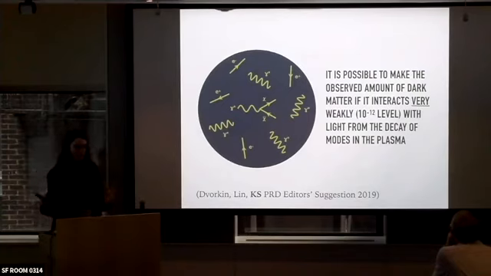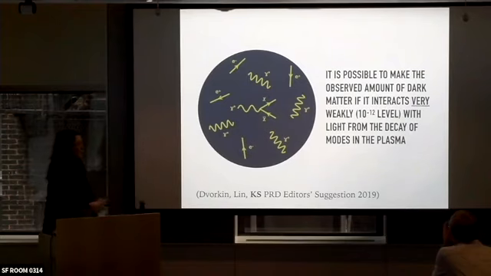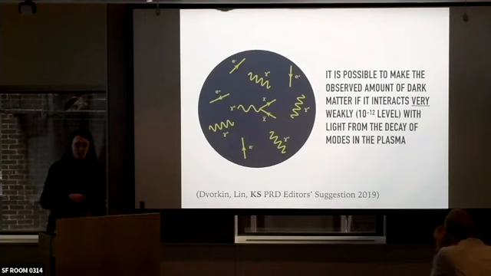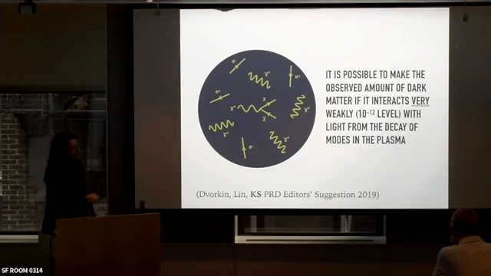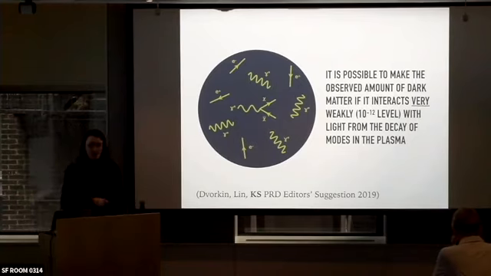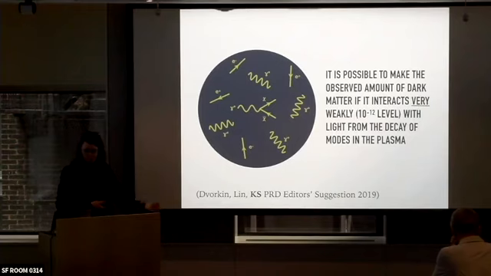That's actually one of the properties that we can measure the best about dark matter. And so you can make that amount of dark matter if the dark matter interacts very, very weakly with the primordial plasma. And when I say weakly, I mean at the 10 to the minus 12 level. The way you would make the dark matter in this situation is actually from the decay of modes in the plasma. One way you can think about it is that inside of a plasma, a photon has an in-medium effective mass. And because it has a mass, it can decay to light weakly coupled particles.